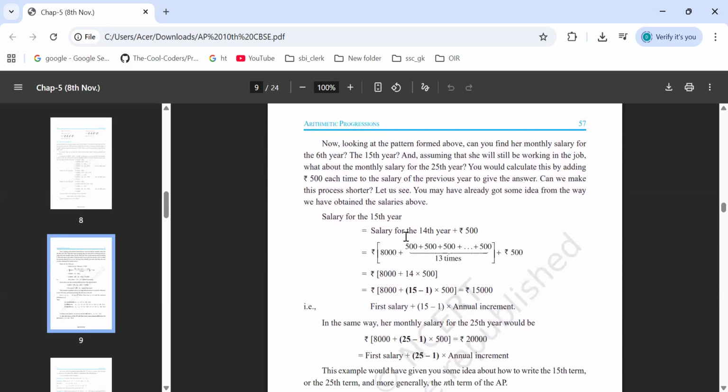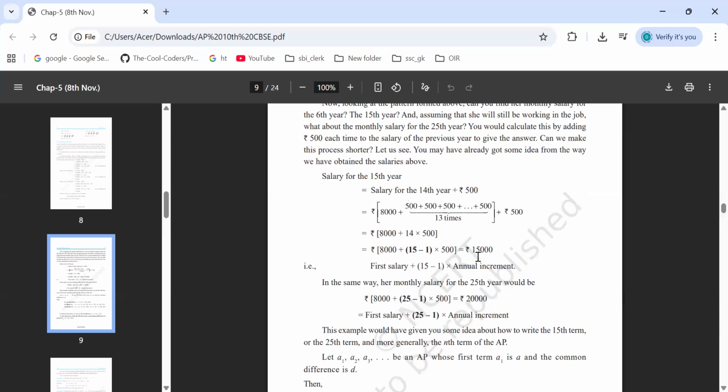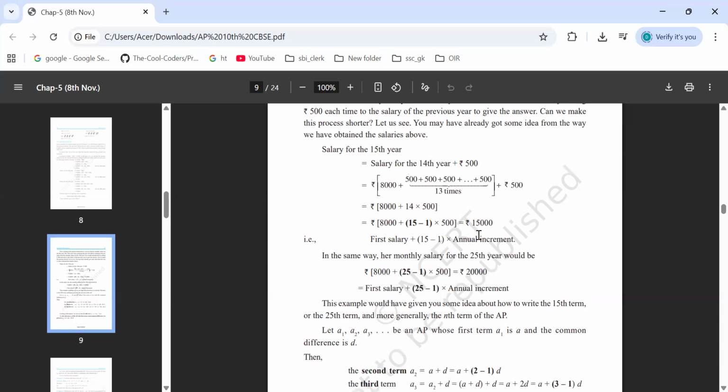Let's try to generalize this statement into a formula so that we can use that formula further. The salary of the 15th year will be the salary of the 14th year plus 500. The salary of the 14th year will be 8,000 plus 500 added 13 times. So we can clearly see that the salary of the 15th year will be 8,000 plus 14 into 500, which we can represent in the form of 8,000 plus (15 minus 1) into 500.